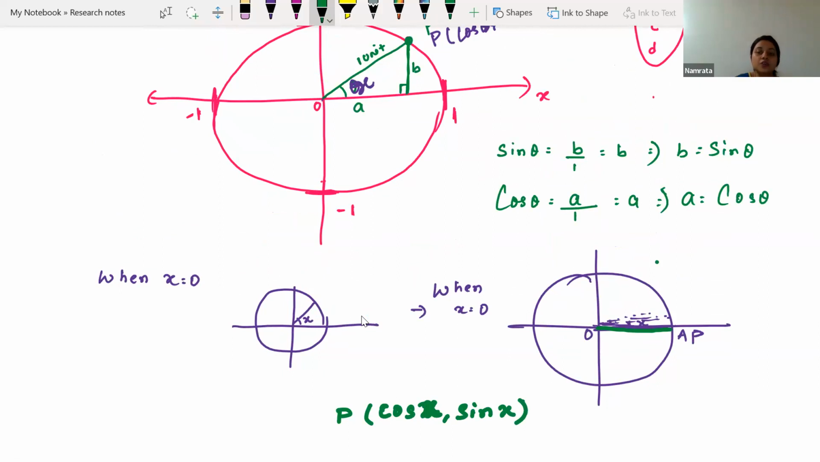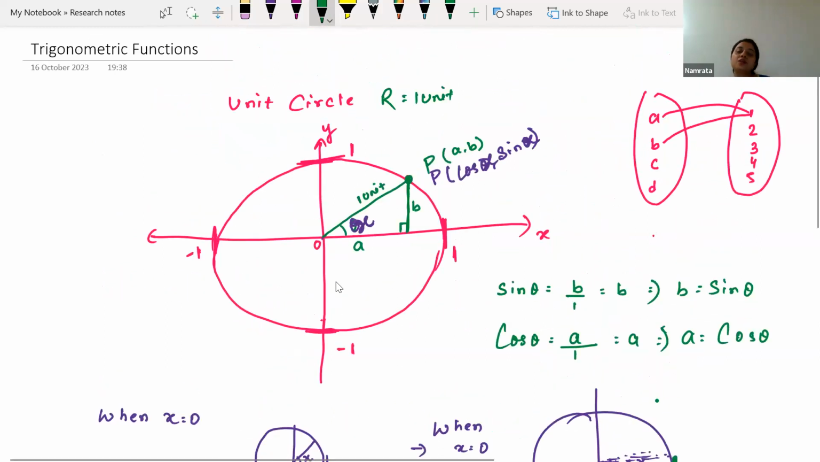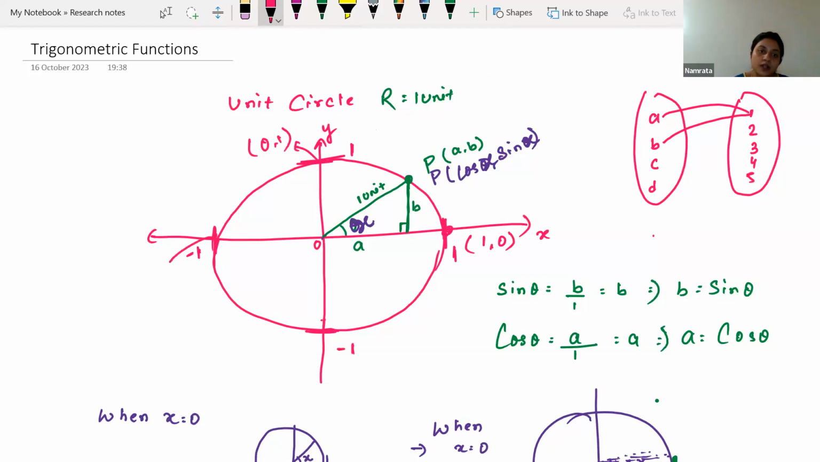Here, when x became zero, what was the coordinate when we started with the unit circle? When we just started with the unit circle, can we say the coordinate over here was 1, 0? The coordinate over here is 0, 1. Here the coordinate is x is minus 1, y is 0. And here the coordinate is x is 0 and y is minus 1. Is it clear to everybody?